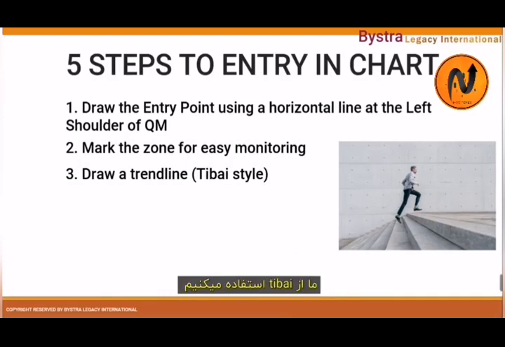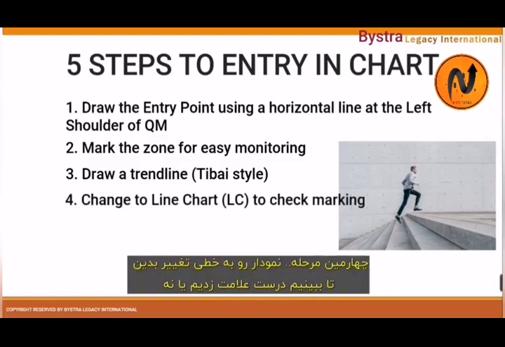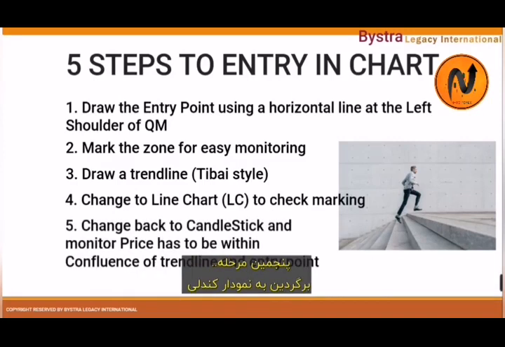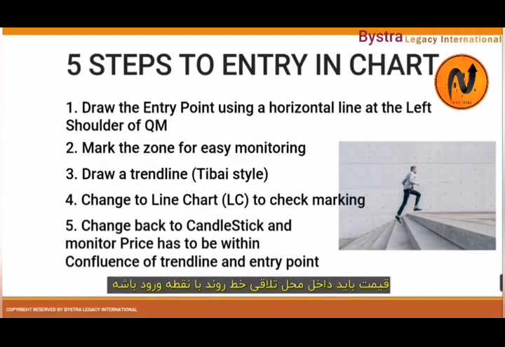We're using the T-bar style. It's only an act of confluence, so that we know the price confluence is within that range. Fourth, change to line chart to check our marking is correct. Fifth, change back to candlestick and monitor that price has to be within the confluence of trend line and entry point. Like I said earlier, price cannot linger so far away from the entry point and the confluence of the trend line, else it will become a very high risk setup.